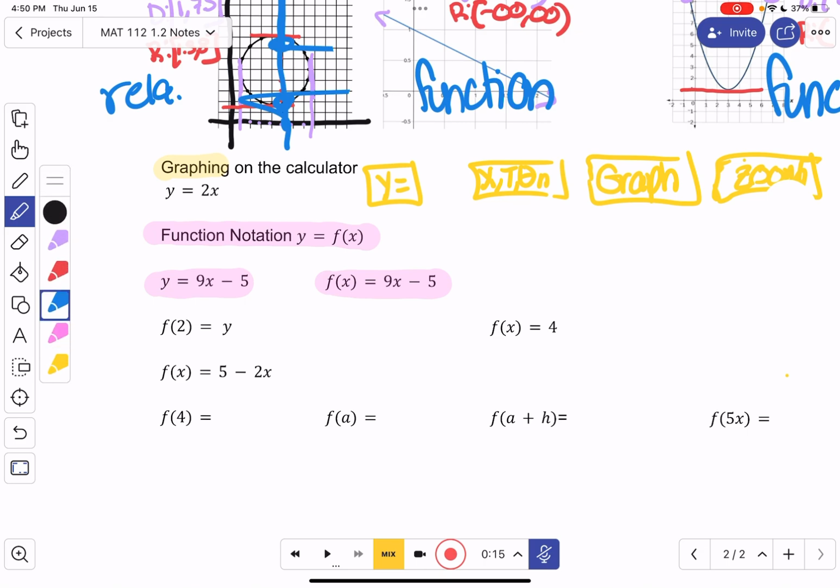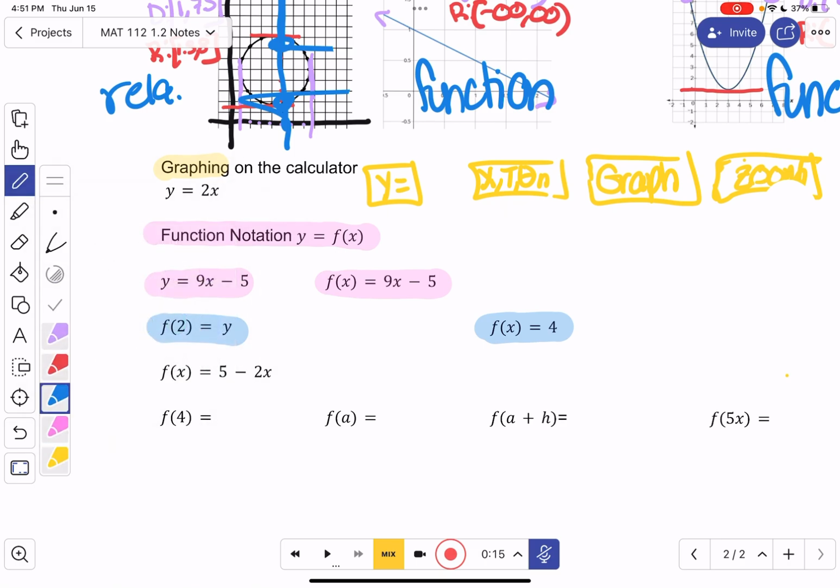If you are given something like this, with the 2 in the parentheses, it's saying, plug that number in for x and tell me what you get. If you get this over here where it says equals a number, you make that function equal the number and solve. So let's look at these two. For the first one, f of 2, we're going to take that equation, but instead of x, we're going to write 2, and then we're going to do the math. So 9 times 2 is 18.